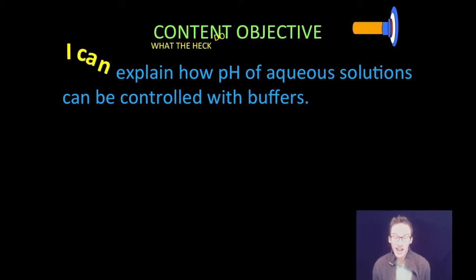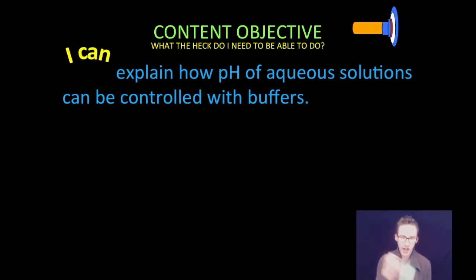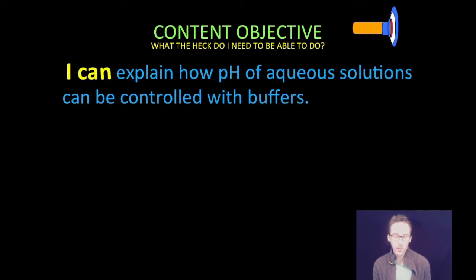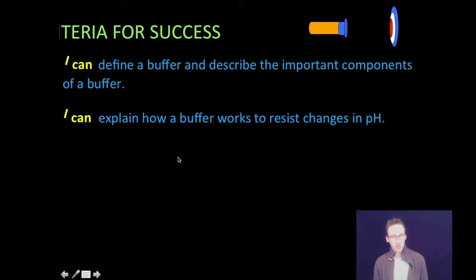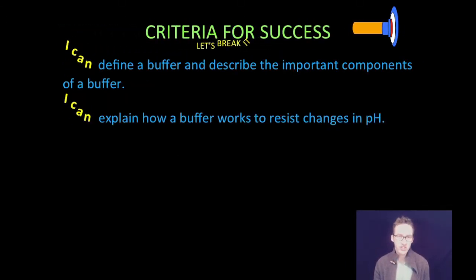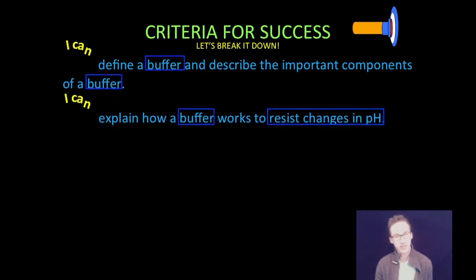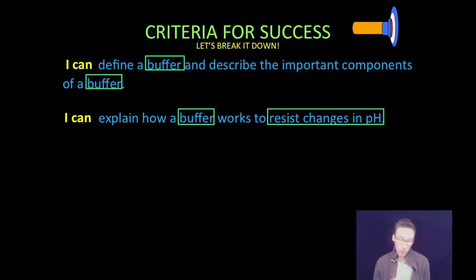Boylan, and today we are going to explain how pH, pouvoir hydrogène, of aqueous solutions can be controlled with buffers. As always, breaking it down, we are first going to define a buffer and describe the important components of a buffer. What is a buffer? I'm buffer than you. And second, we're going to explain how a buffer works to resist changes in pH.